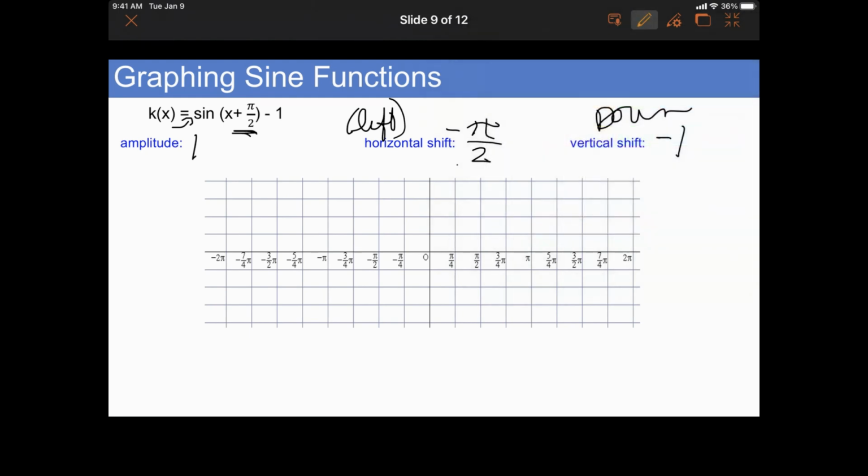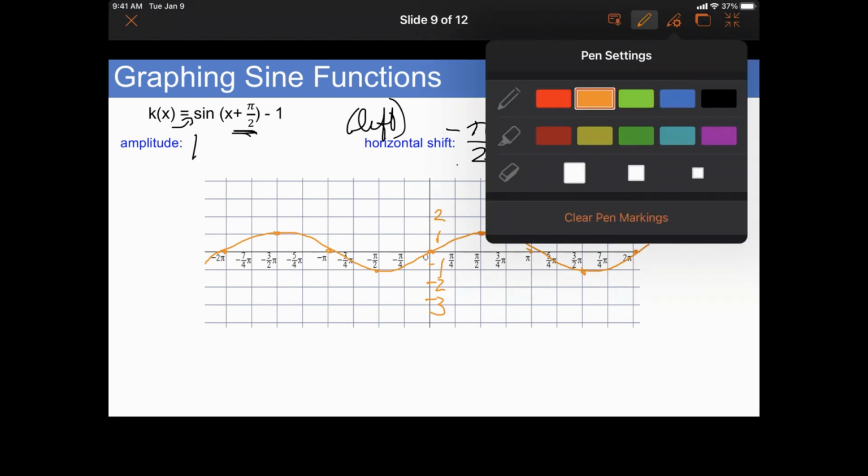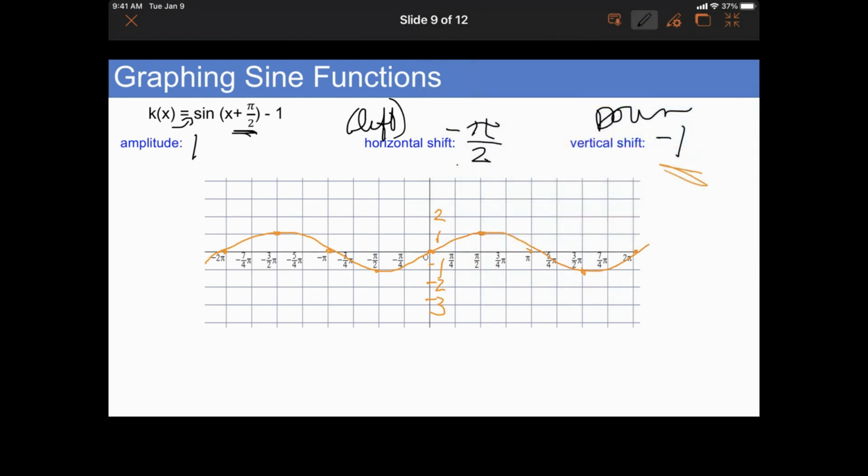And because I'm shifting down. All right. Here we go. Okay. All right. So what is happening? So we're not stretching it. Our amplitude is going to be 1, so that part's not going to change. So the -1 tells me I'm going to move everything down 1. Okay. And then the horizontal shift means I'm moving everything to the left pi/2.